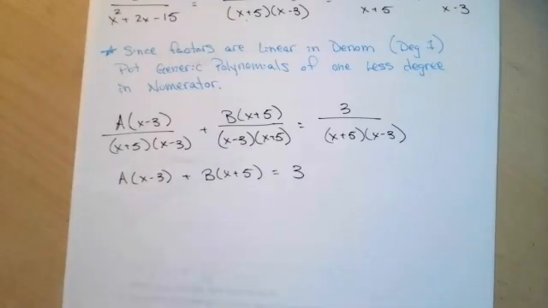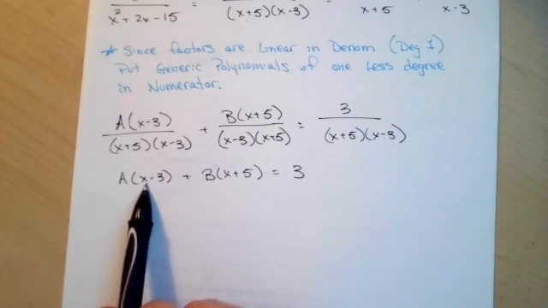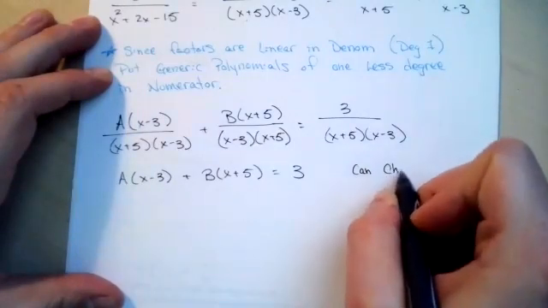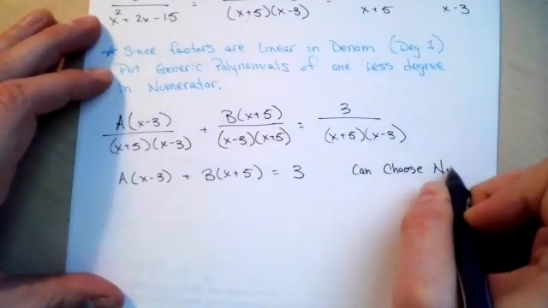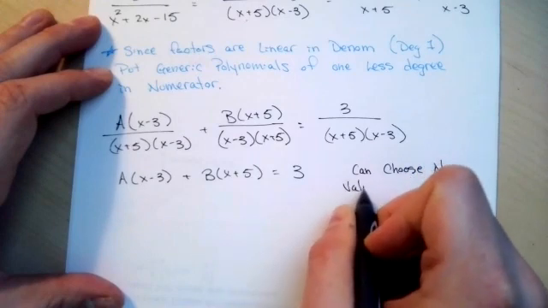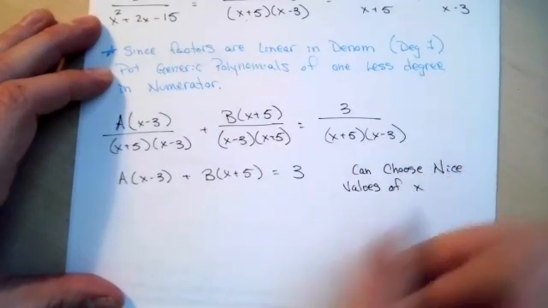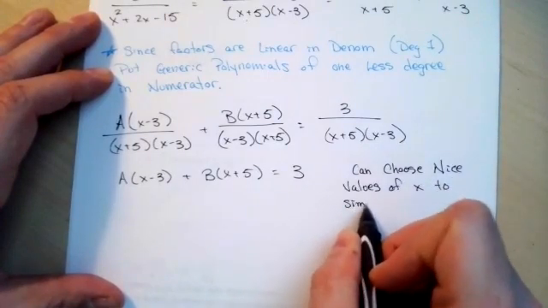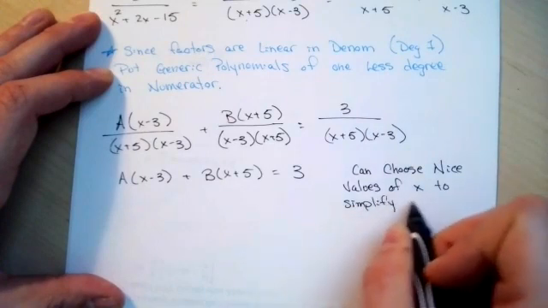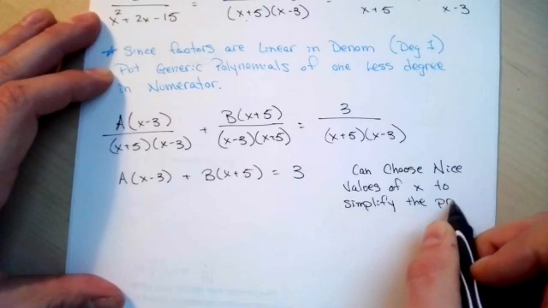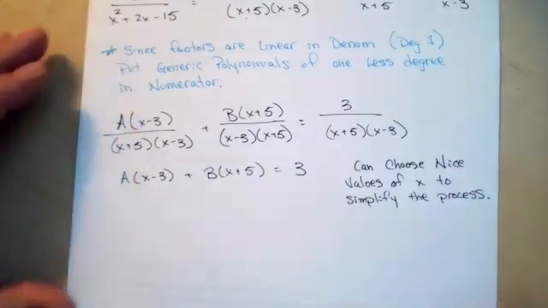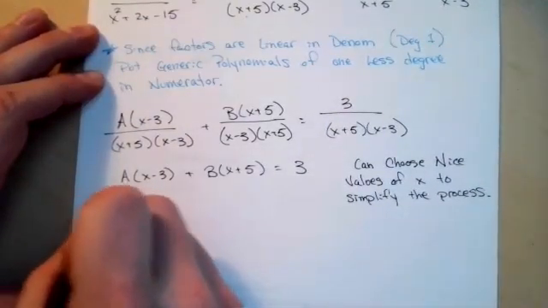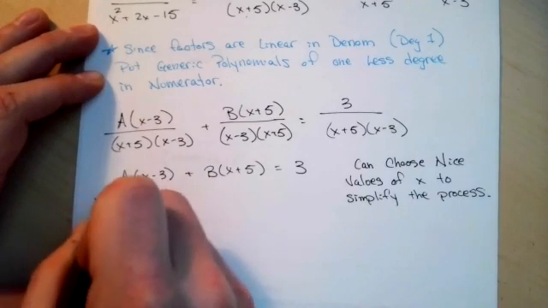So if the polynomials are equal, they're equal for every input value of x, meaning we can choose nice values of x to simplify things. So again, we've got equality on polynomials. Well, that means they have to be true. This equality has to hold if x is, say, equal to 3.